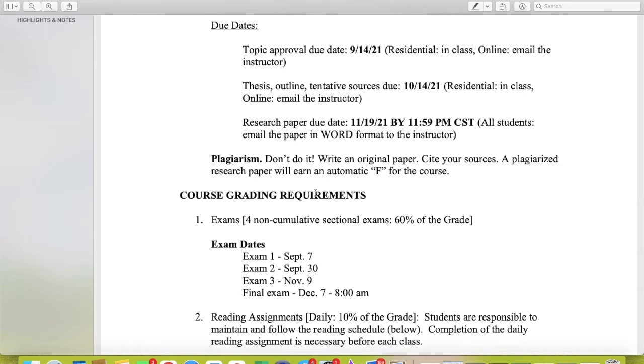Plagiarism, do not do it. Write an original paper. Cite your sources. A plagiarized research paper will be an automatic F in the course. And when I say cite your sources, any direct quote must be cited, MLA style.